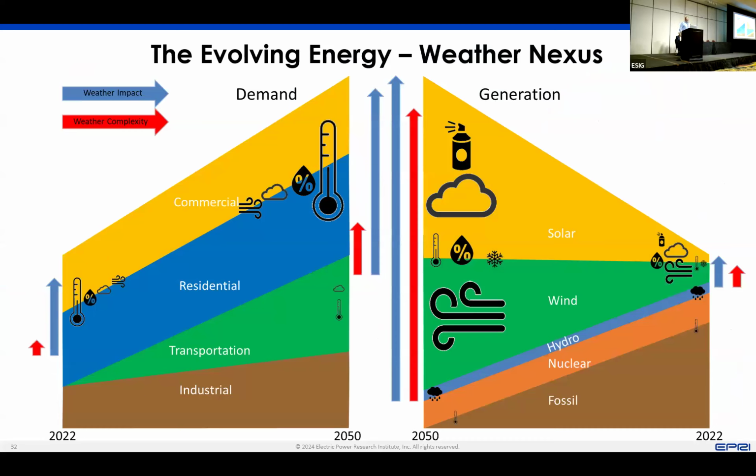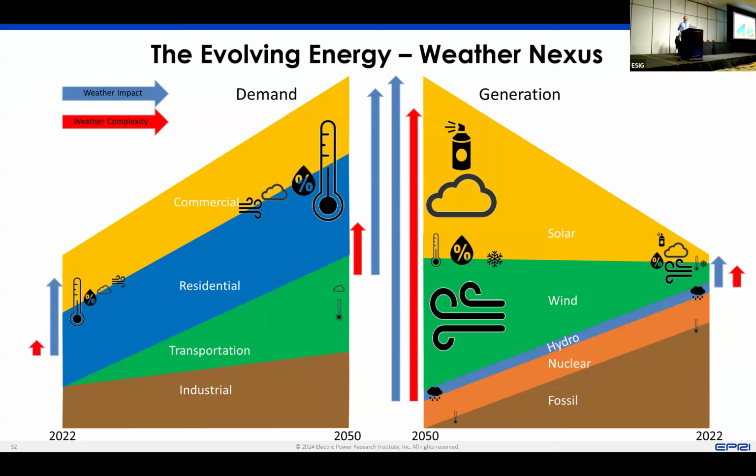So just really quickly before I get into the detail, you will have seen this plot before, but I wanted to make it really clear that we have this evolving energy weather nexus that's really important that we understand, that we're going from a system that had some fairly significant weather dependency in the past, mostly on the demand side, to a system where weather dependence is extremely high, both on the demand side and the generation side.